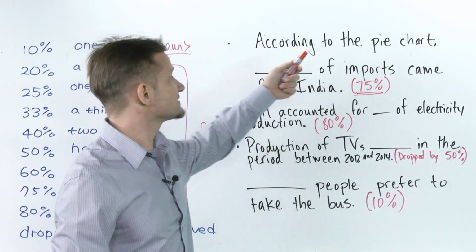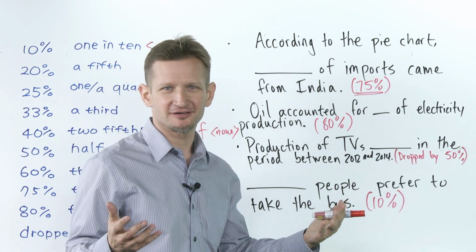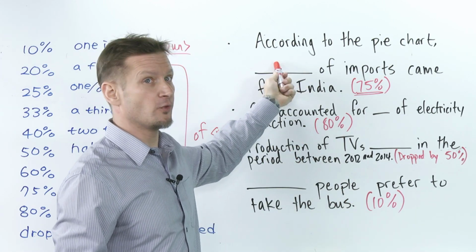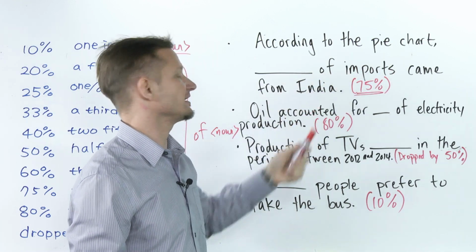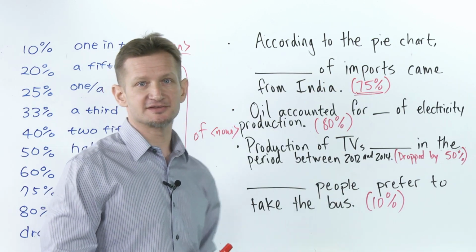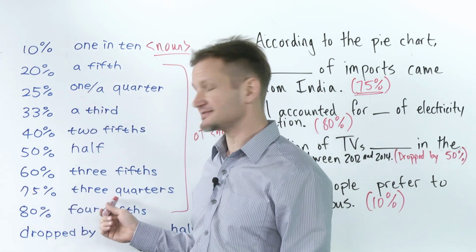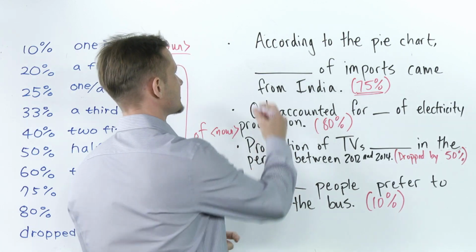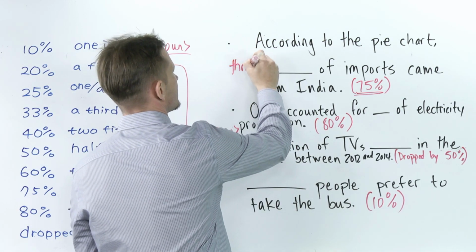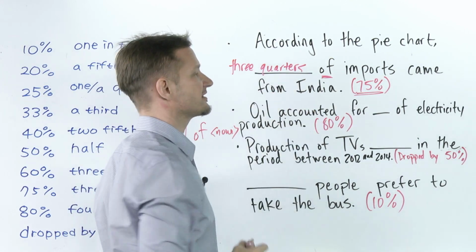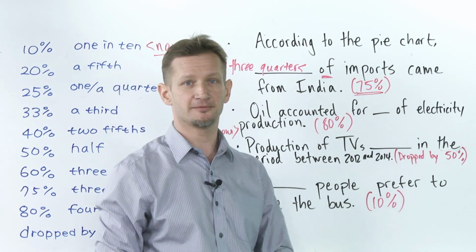First example, according to the pie chart, and we don't have a pie chart, right? Just an example sentence. What percentage of imports came from India? Now we want a word that means 75%, right? And so 75% is 3/4. So we can say, according to the pie chart, 3/4 of, and we got that "of" already there, of imports came from India.